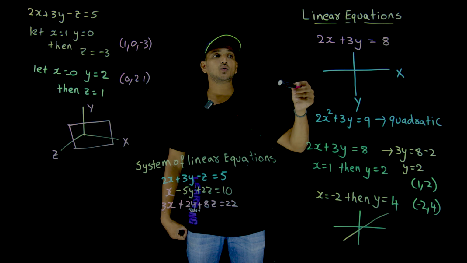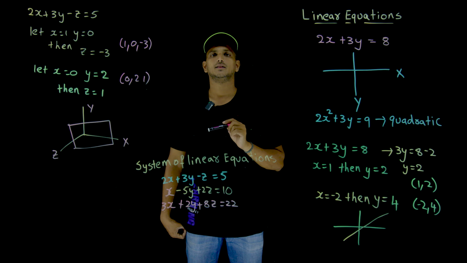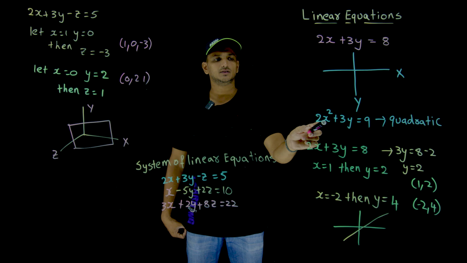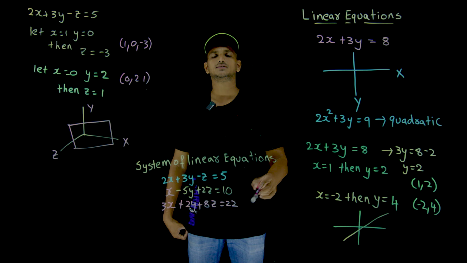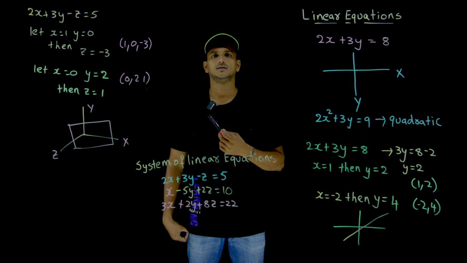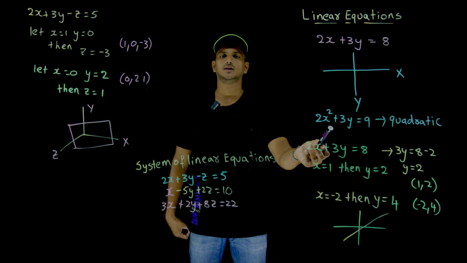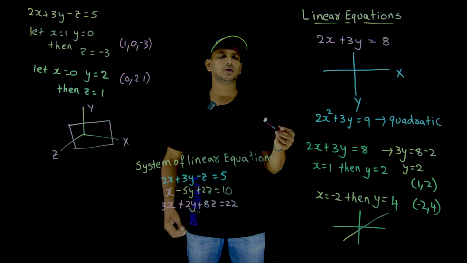If the exponent of these variables x and y is 1, then we say it is a linear equation. This one we call a quadratic equation because the exponent of the variable x is 2, it is not 1. So that's why it is not a linear equation. Now, this is the basic understanding.